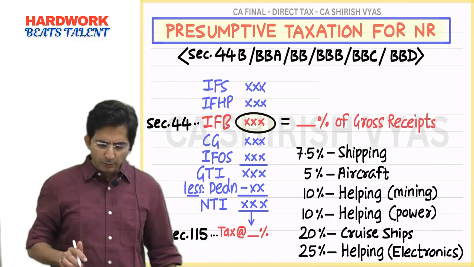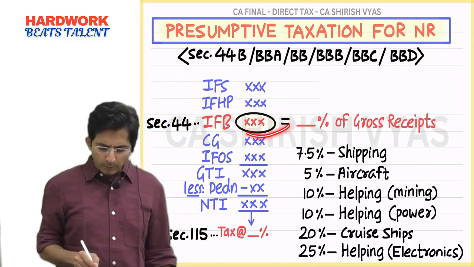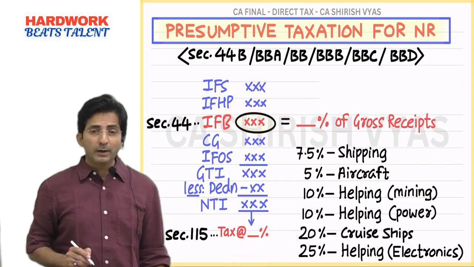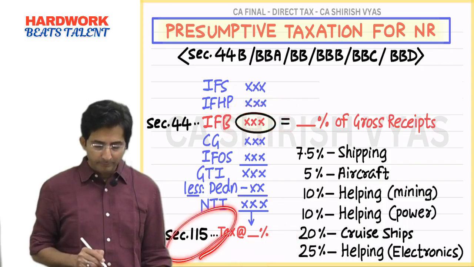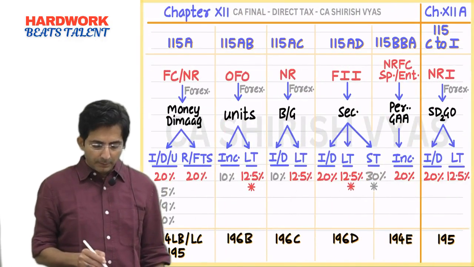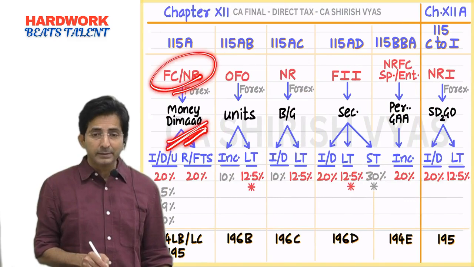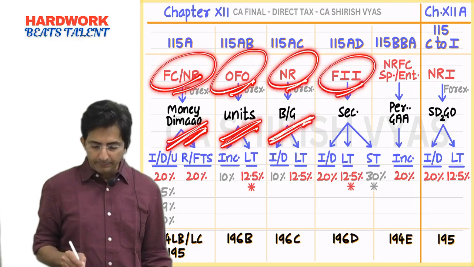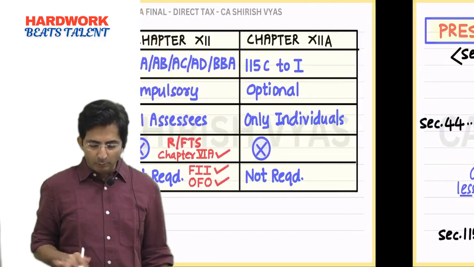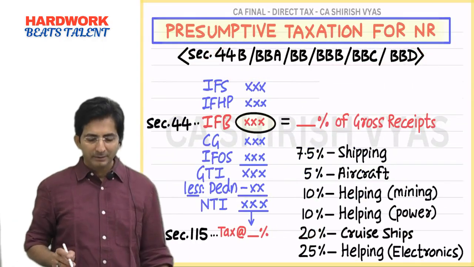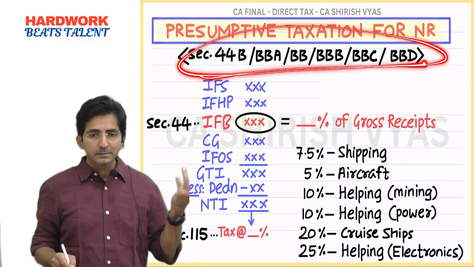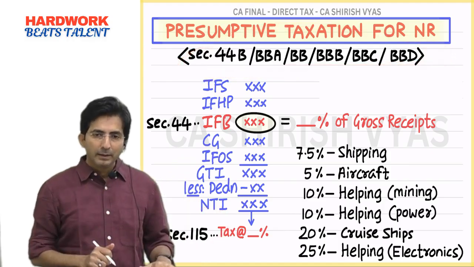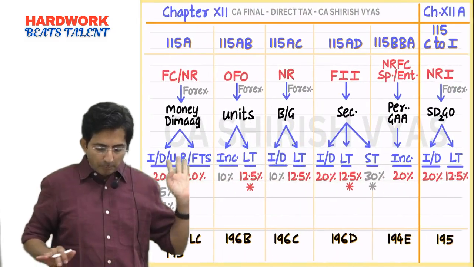See, his doubt is, if you fall under 44, can you use 115 provisions also? See, 115 provisions is for selective income. 115 is for what? FCNR having income like interest dividend, OFO having units income, NR having bond GDR income, FII having security income. See, this and what I am explaining is anyways not clashing. This is a different world of business. And what was taught in 115, there was a different world. And one thing, if you see, they were all passive incomes.